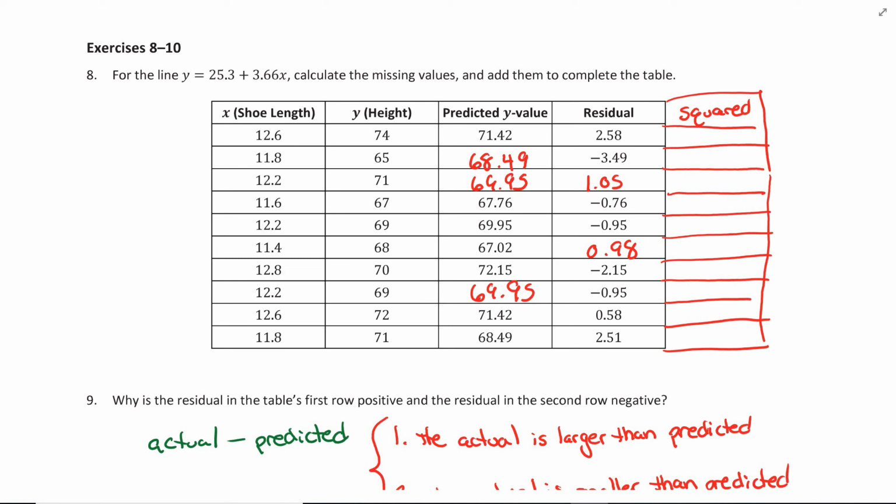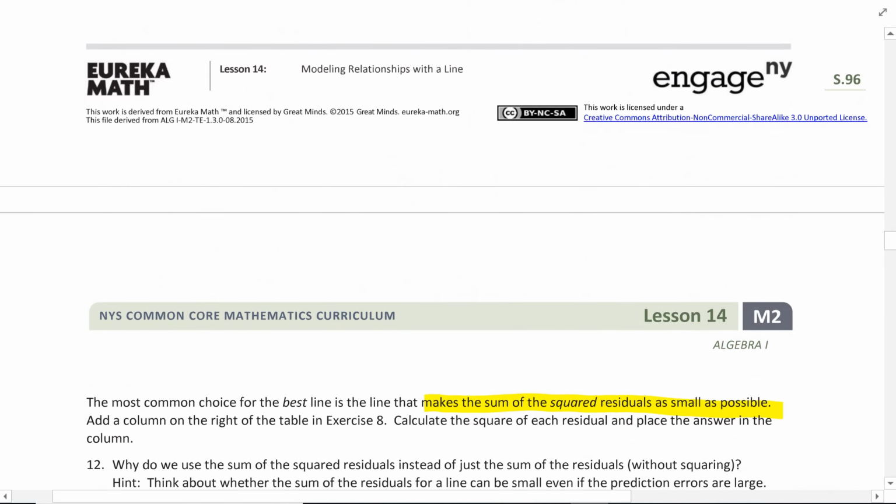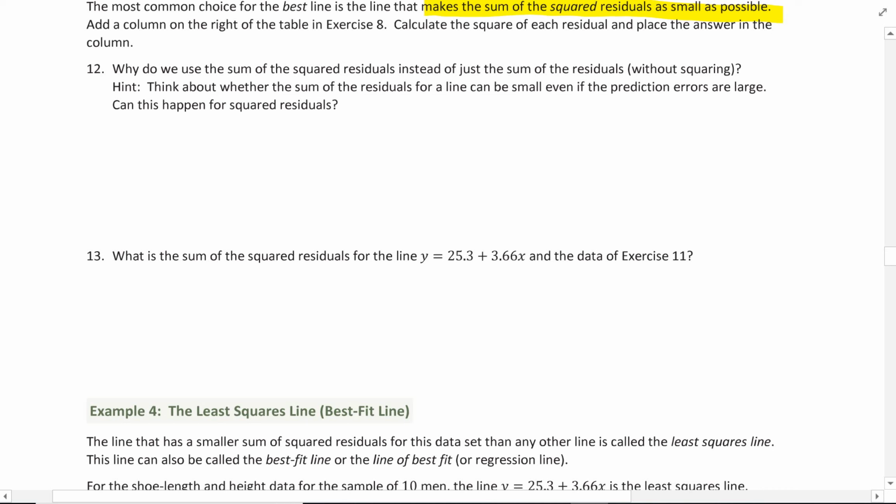We're going to get 6.65, we're going to get 12.18, 1.10, 0.57, 0.90, 0.96. We're also going to get 4.62, 0.90 again, 0.33, and 6.30. So, it says, why do we use the sum of squared residuals instead of just the sum of the residuals without squaring?